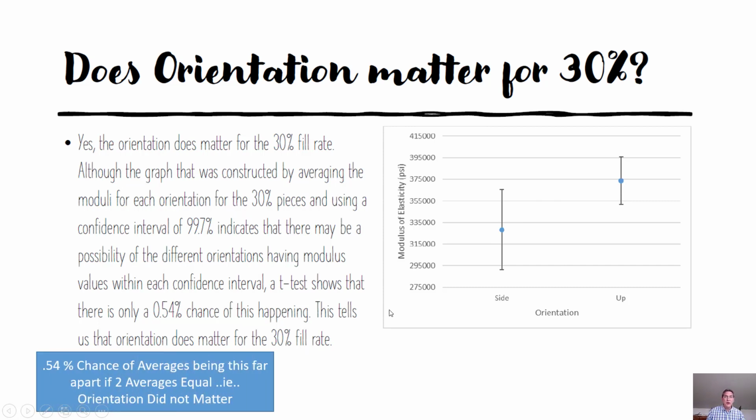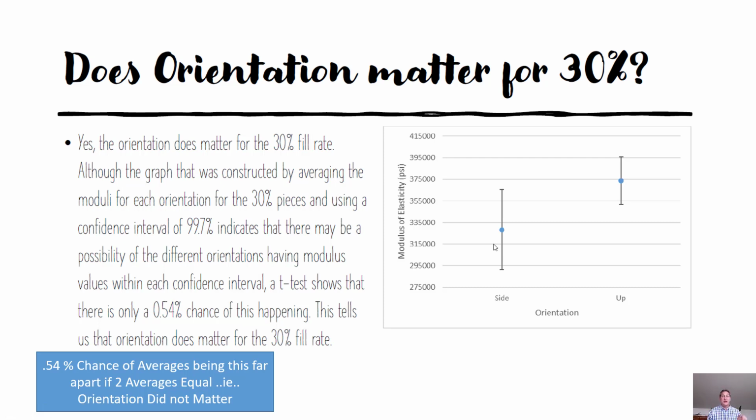Something else I wanted to point out, I said I'd come back to the t-test. So this person does a nice job explaining. They say the t-test showed there's only a 0.54% chance of this happening. What that p-value really means is it means there's a 0.54% chance of these averages being this far apart if the two averages were truly equal, if the distributions were equal.